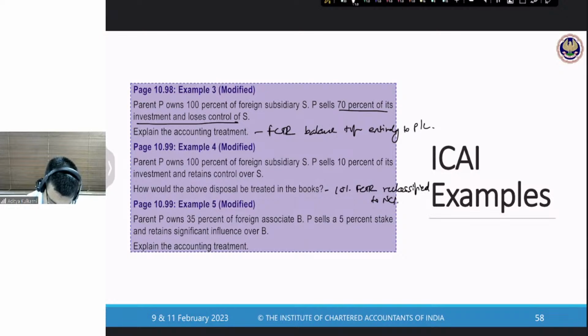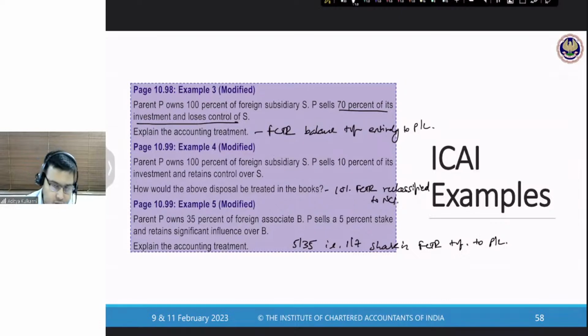Last one. Parent P owns 35% of foreign associate B. P sells a 5% stake and retains significant influence. So you are aware of the accounting. Therefore 5 by 35, that is 1/7 share in FCTR transferred to P&L.